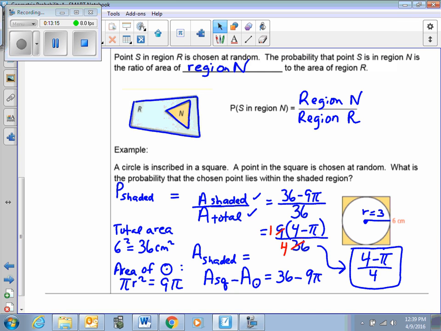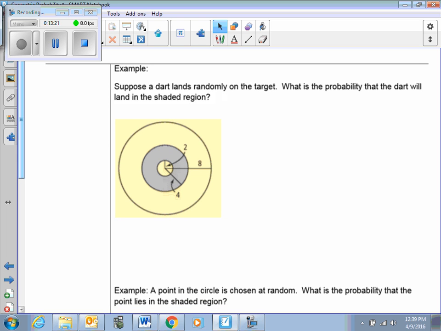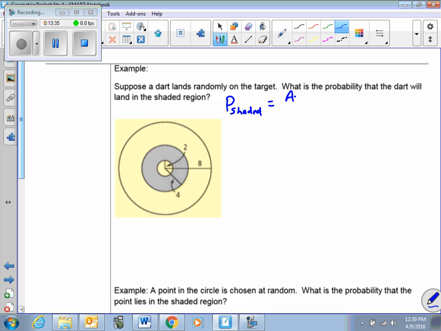Okay, let's do another one. Suppose we have a target. A dart lands randomly on the target. What is the probability that the dart is going to land in the shaded region? So the probability, once again, that we're going to be in the shaded region is the area of the shaded region divided by the area of the total, the whole thing. So let's find the total area first. I always find the total first because that's generally the easiest thing to do.